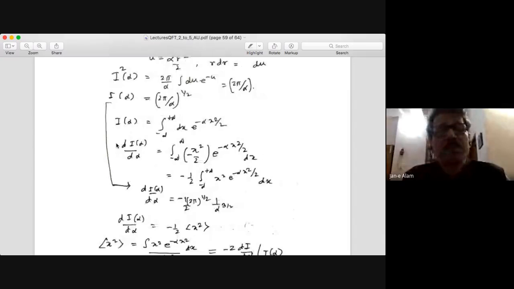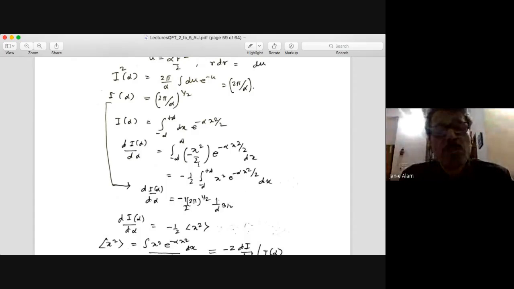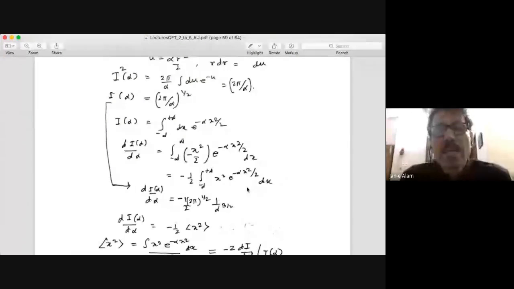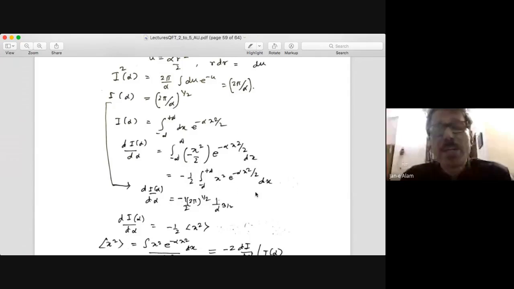Right? This is fine. Now suppose I take the derivative of this I_alpha. If I take the derivative with respect to alpha, then one x square by 2 term will come. So what I will get here is minus half times the integral from minus infinity to plus infinity of x square e to the minus alpha x square by 2. And see, if I divide this by I_alpha, then this is nothing but the average of x square, right? If I divide this by I_alpha, the normalization acts as a normalization. So this is nothing but the average value of x square.